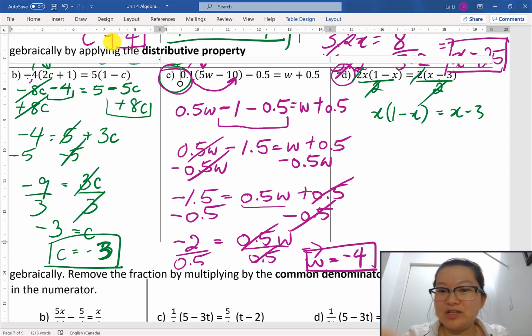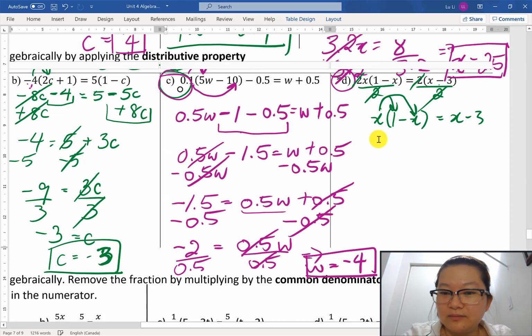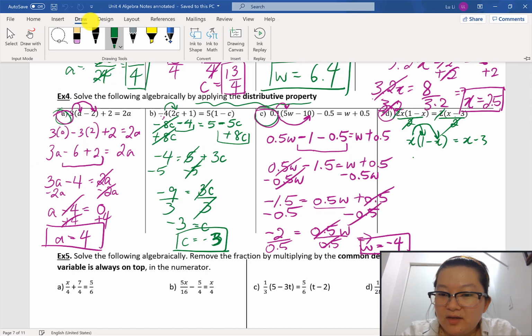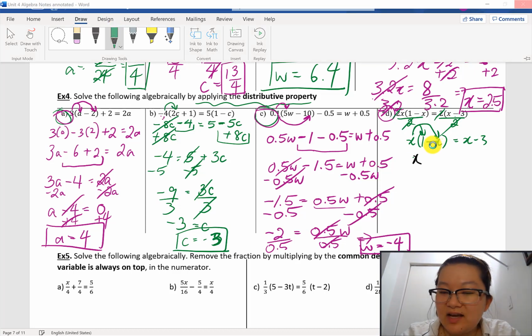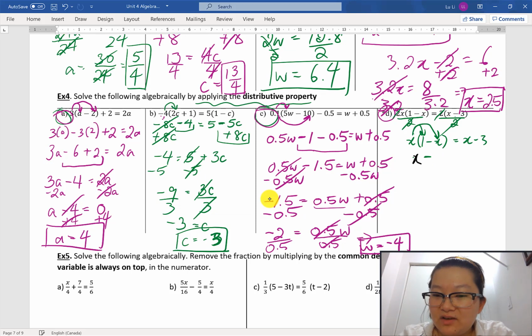So then we can now distribute the x inside our equation. X times 1, that's just equal to x. Sorry about the lag. So x times 1 is going to give us x. And then x times negative x, or minus x here. Okay, so then I have x times x, so that's going to be x squared. That's going to give me x minus 3 on the other side of the equation.